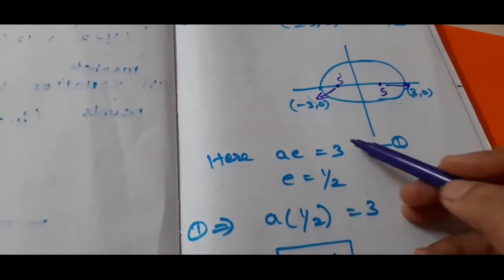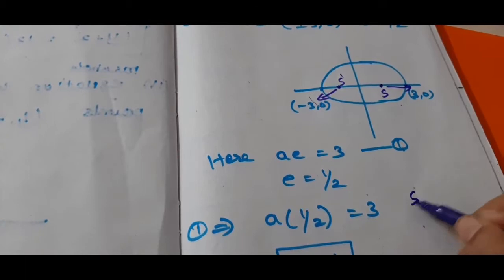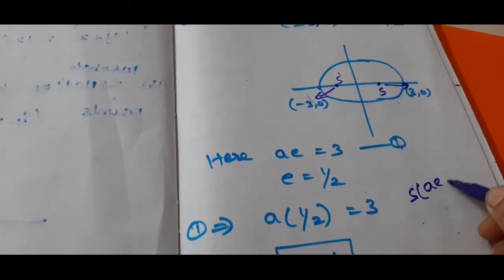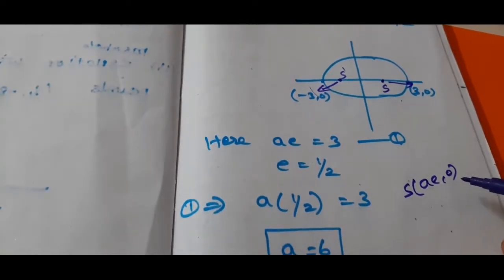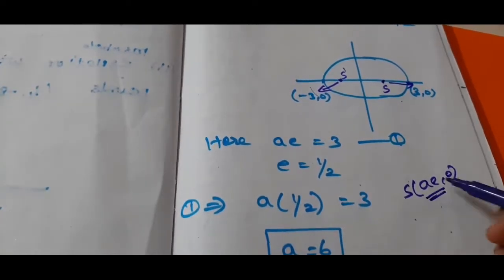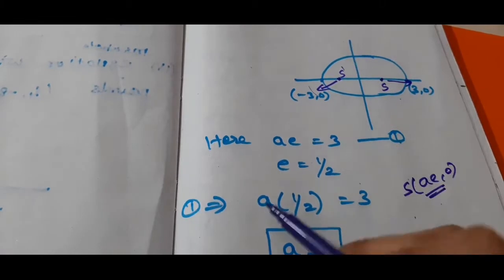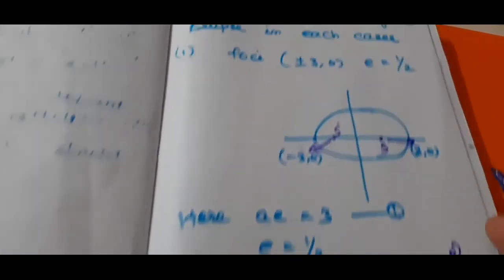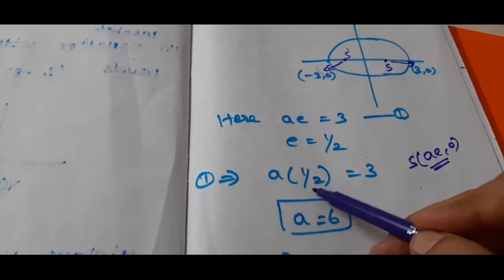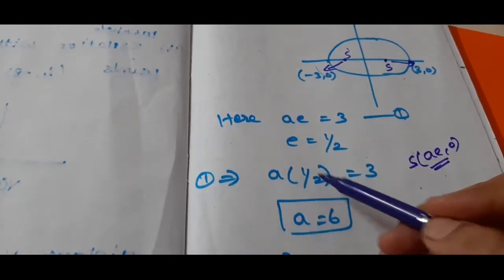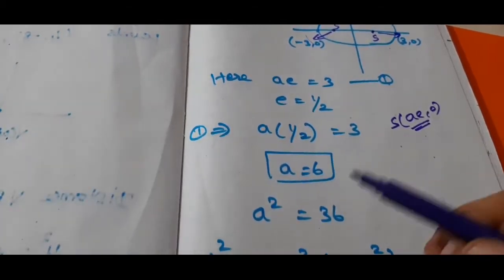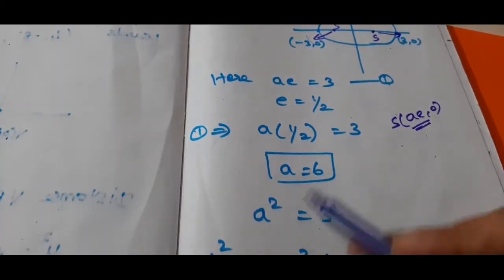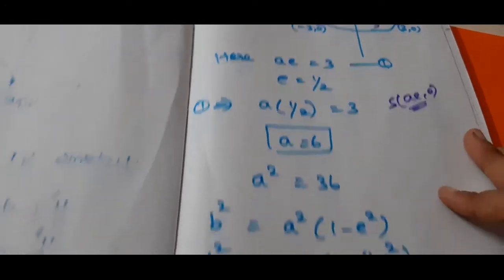Here ae is equal to 3, because the coordinate of foci is (ae, 0). So ae is equal to 3. e is equal to 1 by 2, which is given in the question itself. So e answer I am going to substitute here. So a into 1 by 2 is equal to 3. So a is equal to 6. a is equal to 6 means a square is equal to 36.